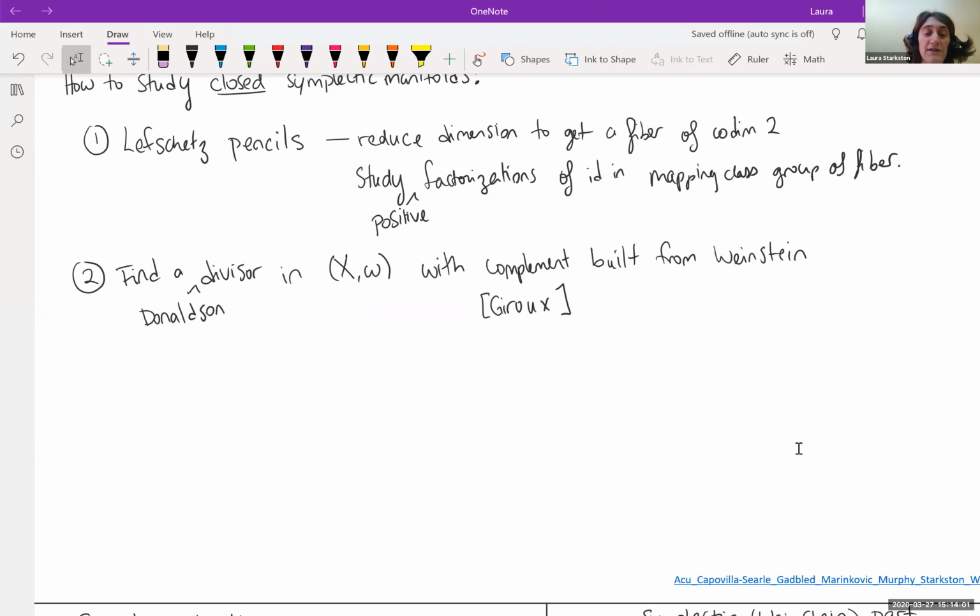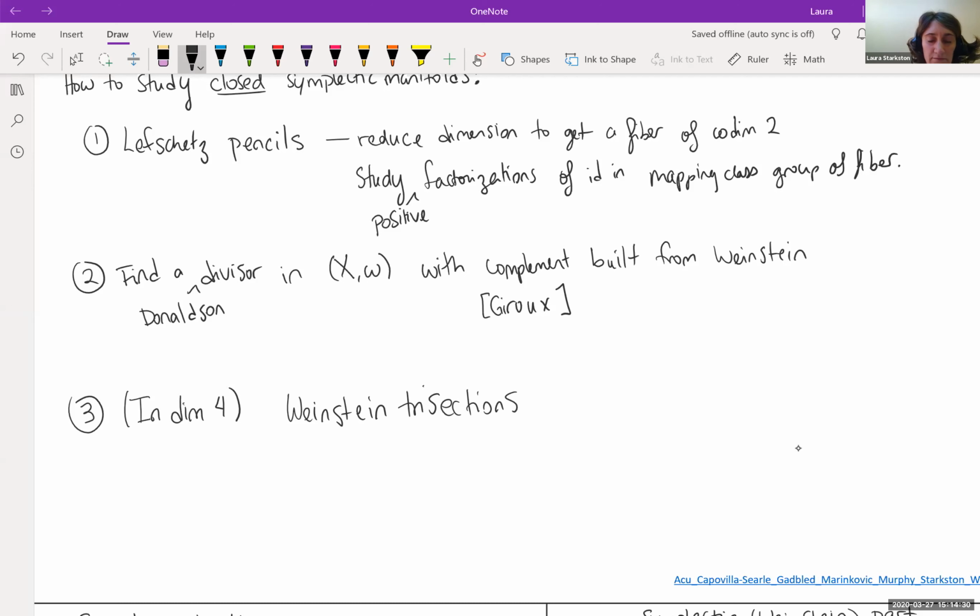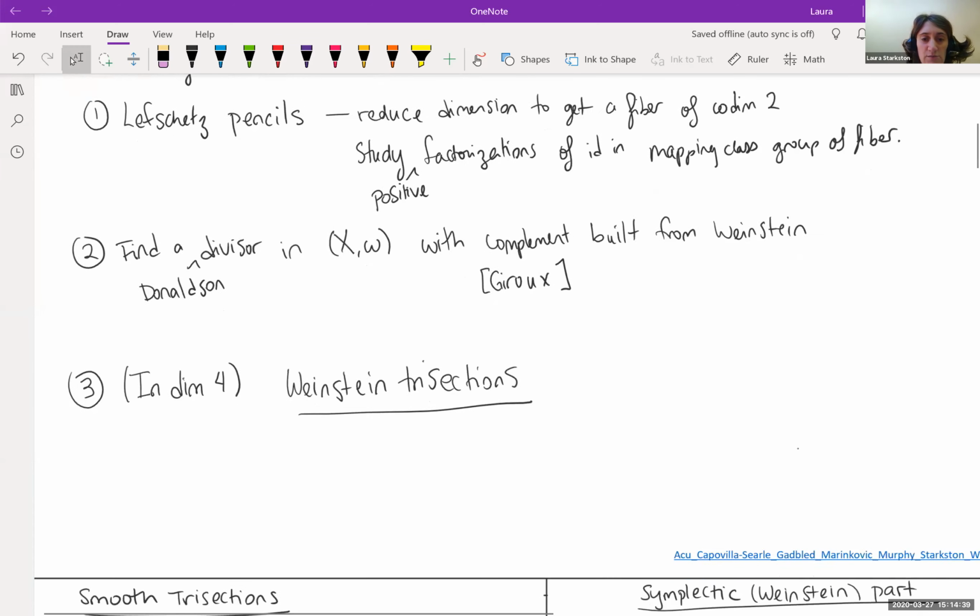The strategy I want to explain to you today is a kind of third technique. For now, this is in dimension 4, which is a way to understand a closed symplectic four-manifold using a decomposition where all of the pieces are actually quite simple. This is what we're calling Weinstein trisections. Okay, so this is what I want to tell you about today. Any questions? That was just motivation.